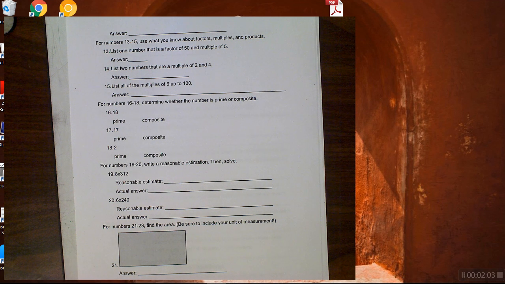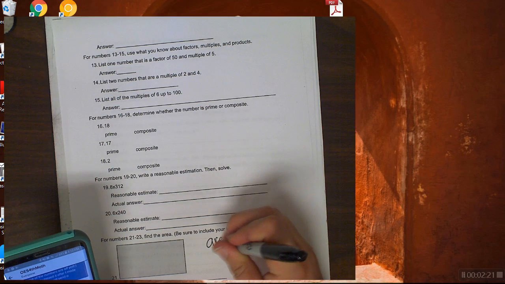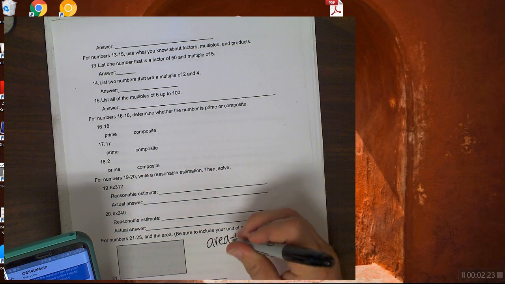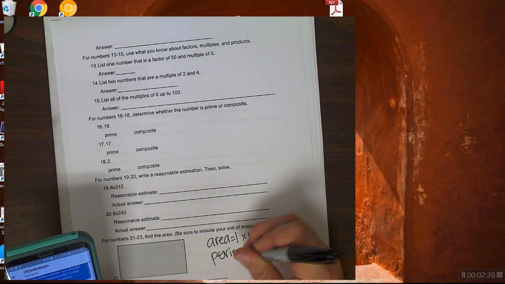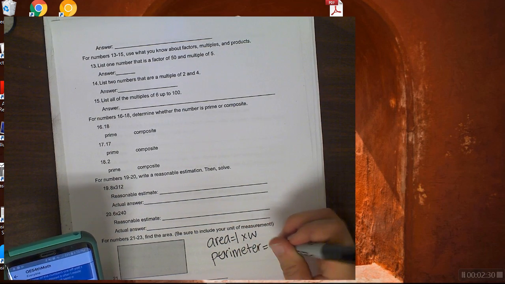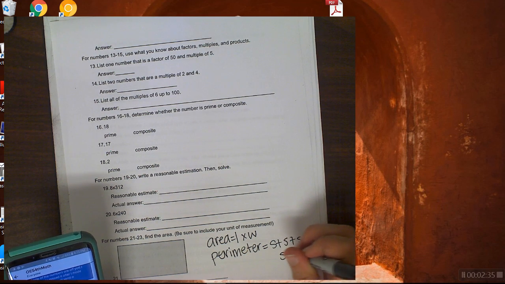But with area, one thing that's important for the kids to remember is the difference between area and perimeter. Perimeter goes around the outside. Area will cover it. And of course we know that area is the length times the width, and perimeter is side plus side plus side plus side, or side times 4.